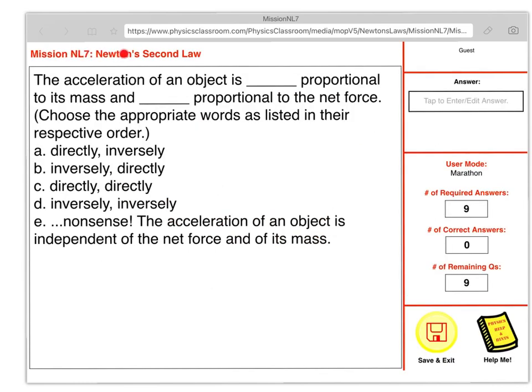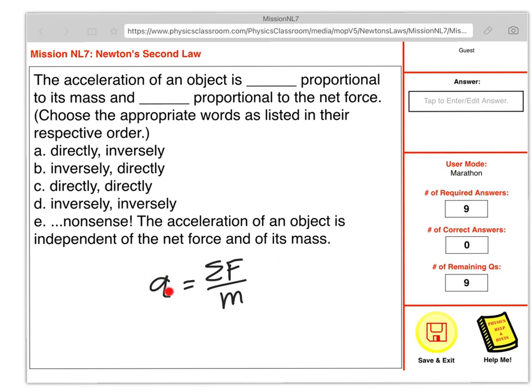Okay, here we are in mission number 7. We're going to be talking about Newton's second law. The sum of the forces equals the mass times acceleration. Remember, you also have the additional help button here. If you want more help on any of these questions, you can refer to that. So answer this and then come back.